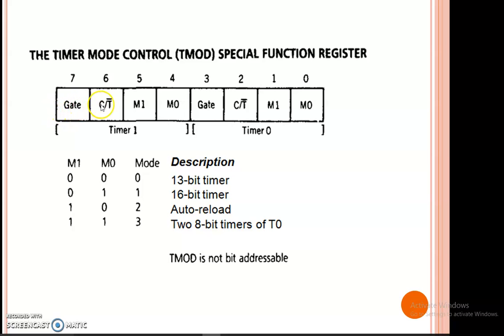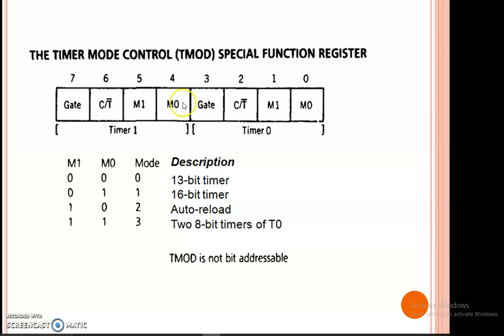That is the gate. Then C/T bar. C means counter, T means timer. So C/T bar equal to 1 means you have selected the counter. If C/T bar is equal to 0, you have selected the timer. If it is 1, counter. If it is 0, timer.